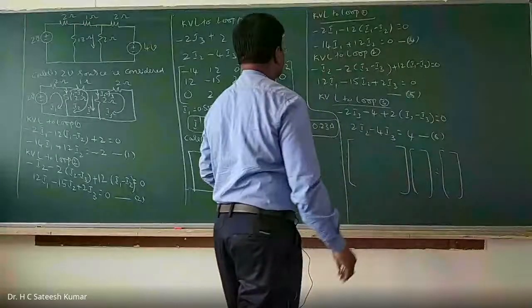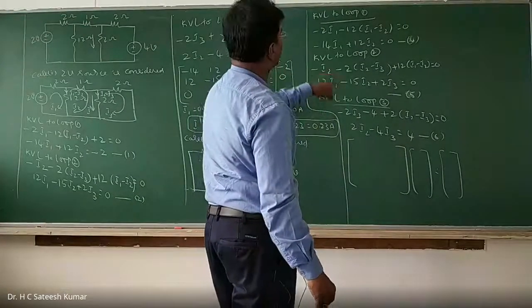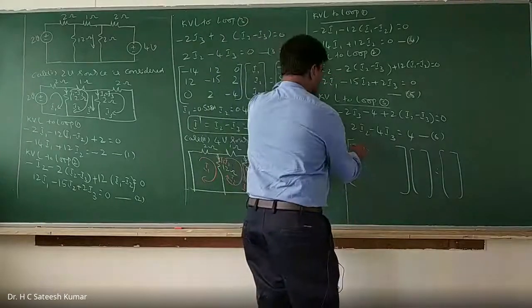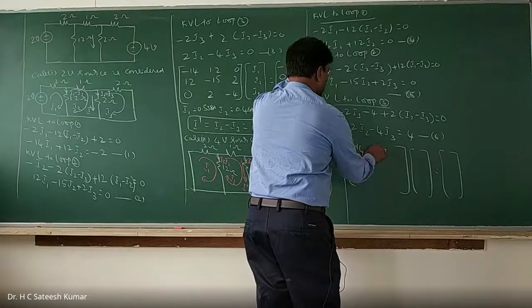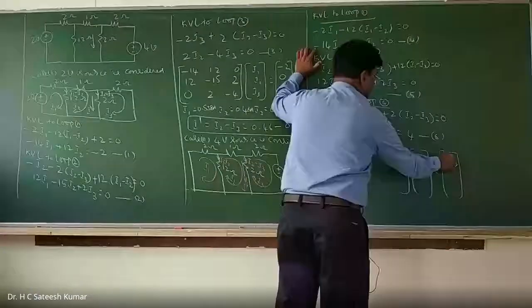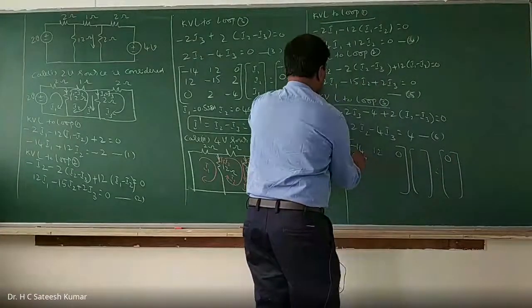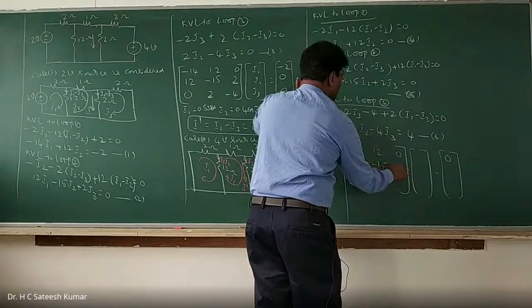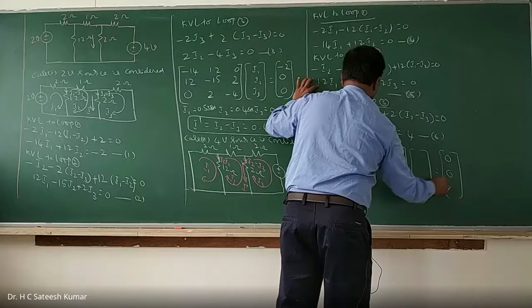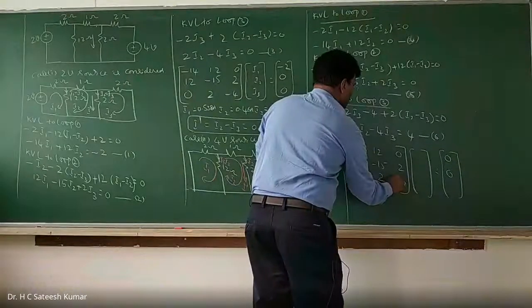Okay, right. So now equations 4, 5, 6. Minus 14, 12, 0, 0, and 12, minus 15, 2, 0. Third one, 0, 2, minus 4, 4.